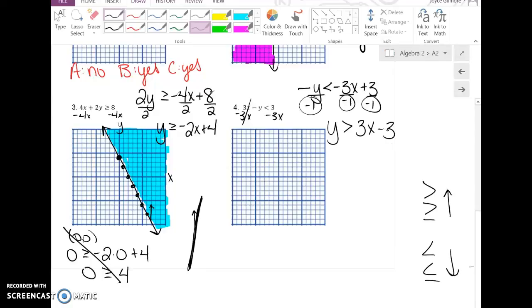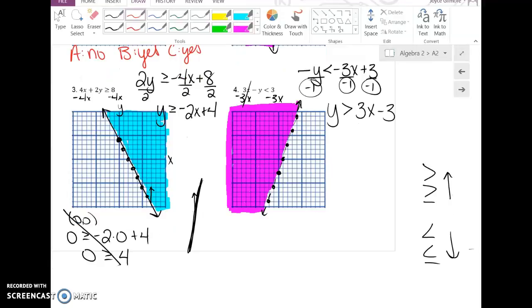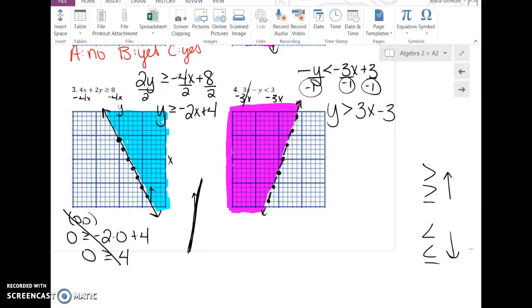Take a moment, graph that line, think about solid or dashed, think about your shading. Either test a point or think about the shading up or down. Okay, so here's our equation, and my line is kind of difficult to see, but this is a dashed line. Make sure that's obvious. Okay. Now, a couple questions for you. Is point A a solution? No. Is point B a solution? Is point C a solution? It's hard to see up there.